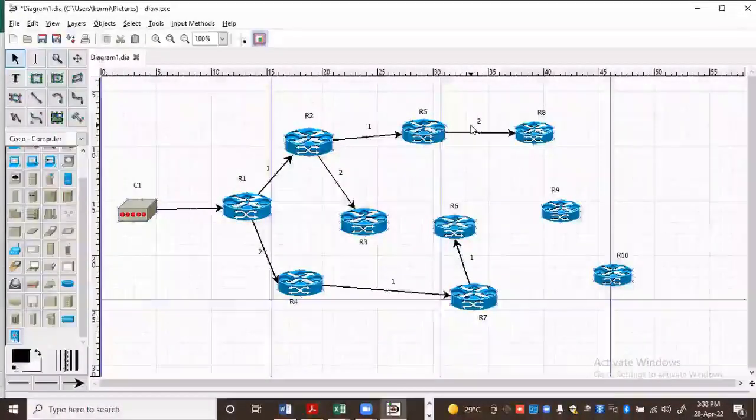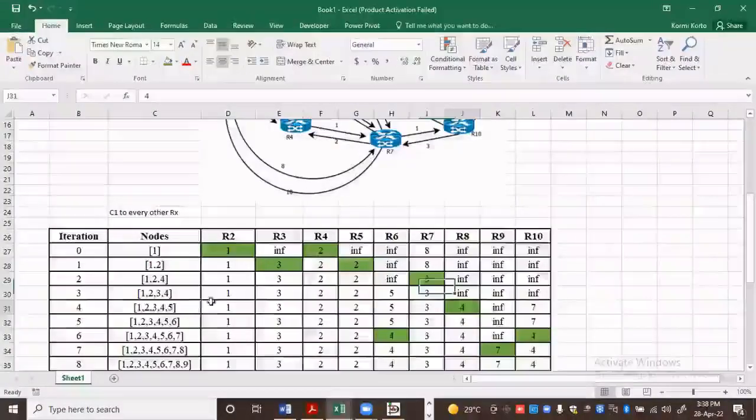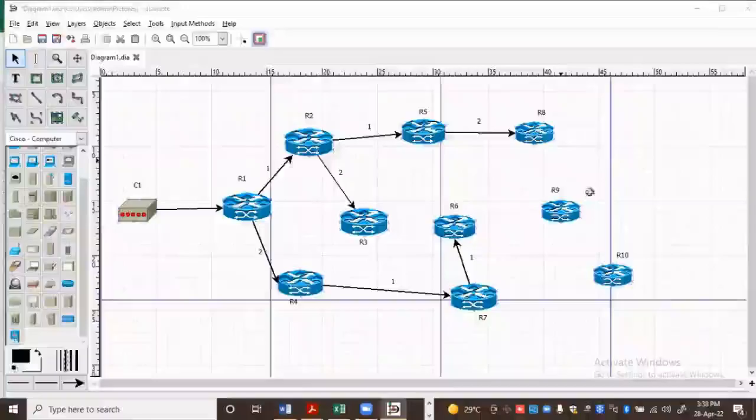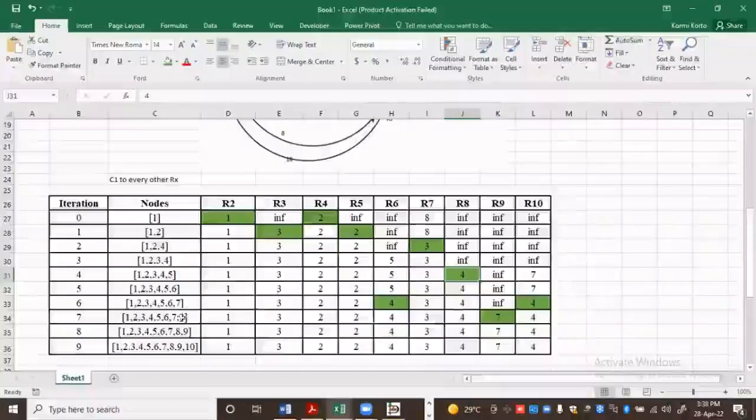So that's a 4. Now we're using 1, 2, 3, 4, 5. There you go. So 1, 2, 5, all inclusive. What about 9? 9 was 7, and we had to go through a whole bunch of them.